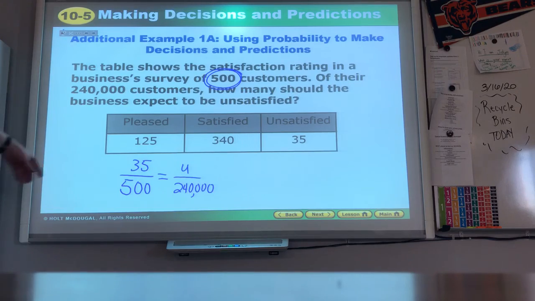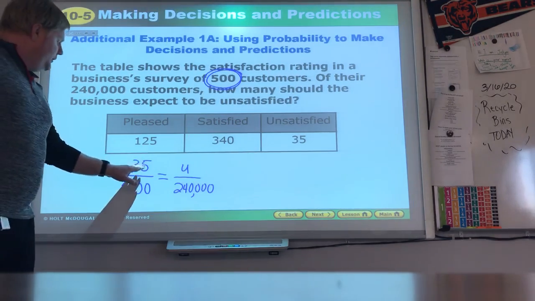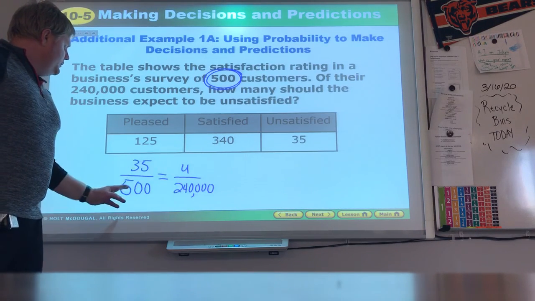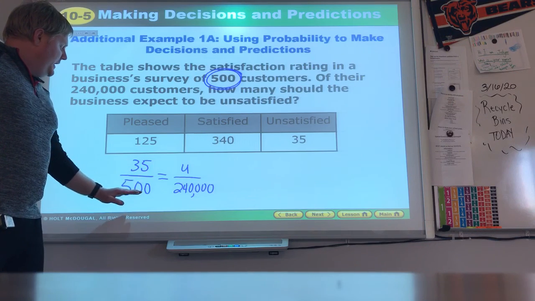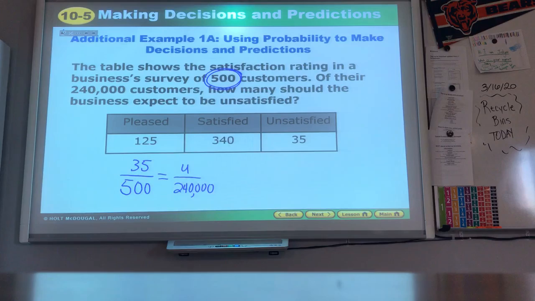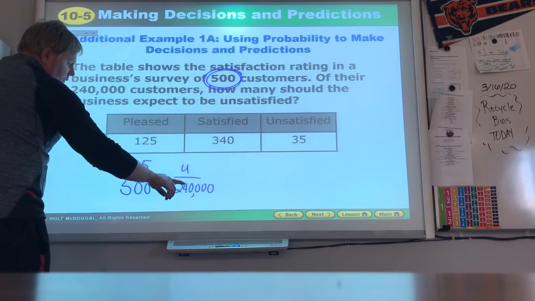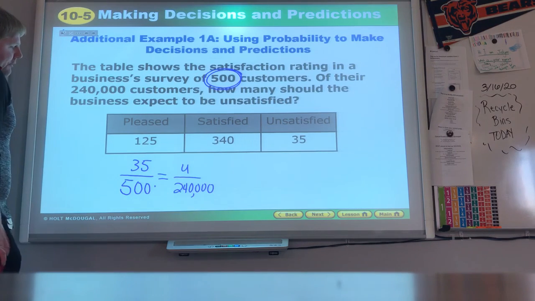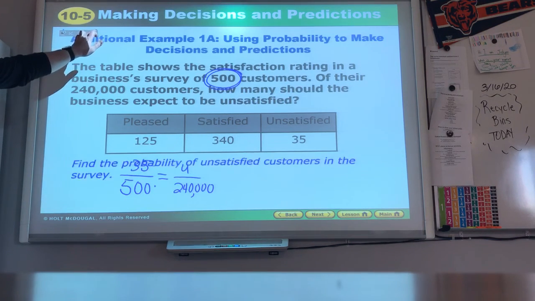We have to cross multiply and then divide. So we're going to multiply 35 times 240,000 and 500 times u. Then we're going to divide by that 500 and divide by that 500, and we'll be able to get our answer. Or if you know what they're multiplying here to get this, then you can multiply the same thing up here and get u. But let's see what they do.